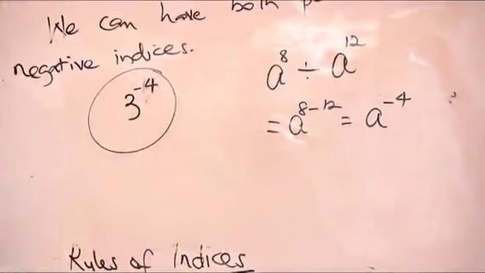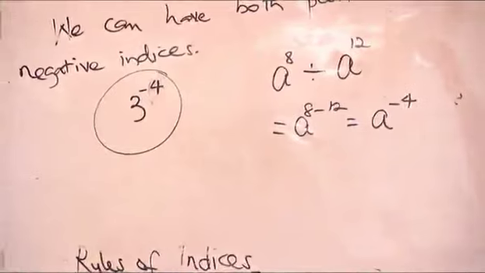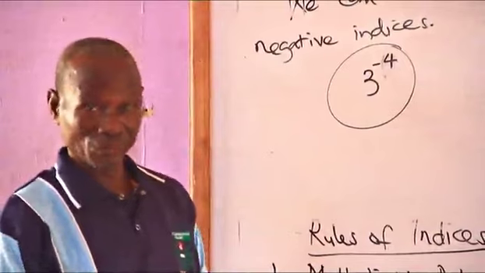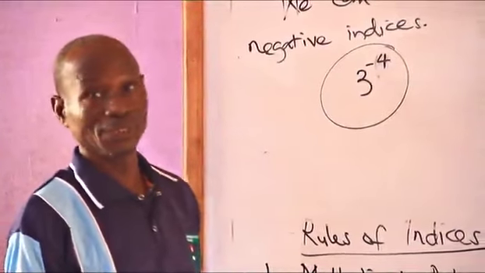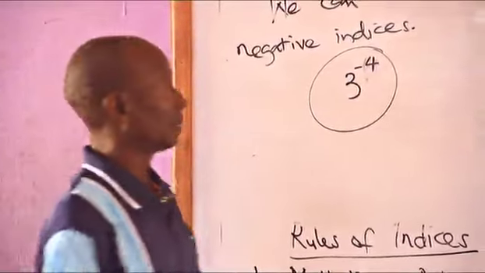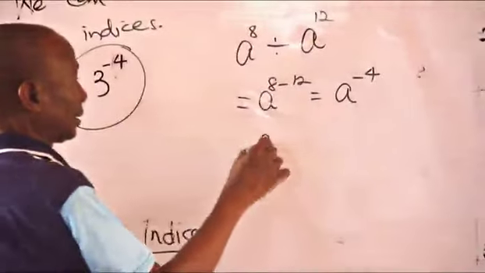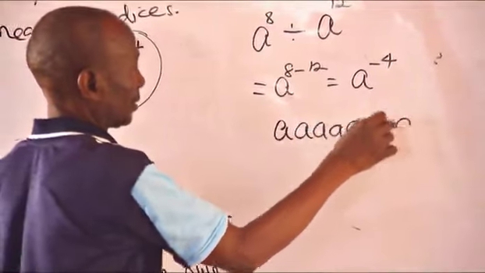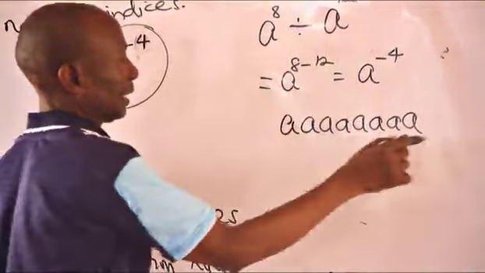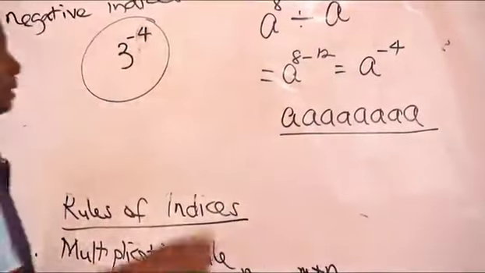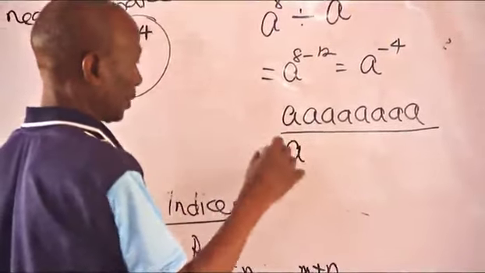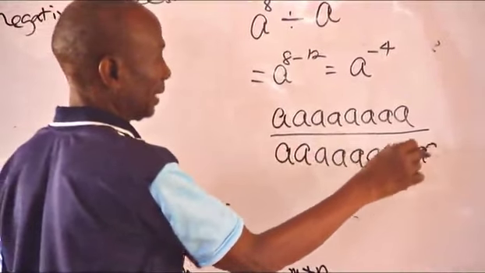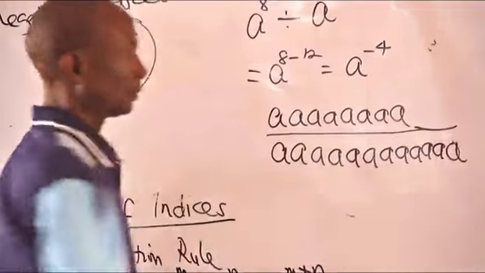That is what is called a negative index. But to get the solution to it, we have to retrace ourselves back to the ABC of numbers. Write this a, the base number, 8 times. This is division. Get the division line. Write this a 12 times: 1, 2, 3, 4, 5, 6, 7, 8, 9, 10, 11, 12.